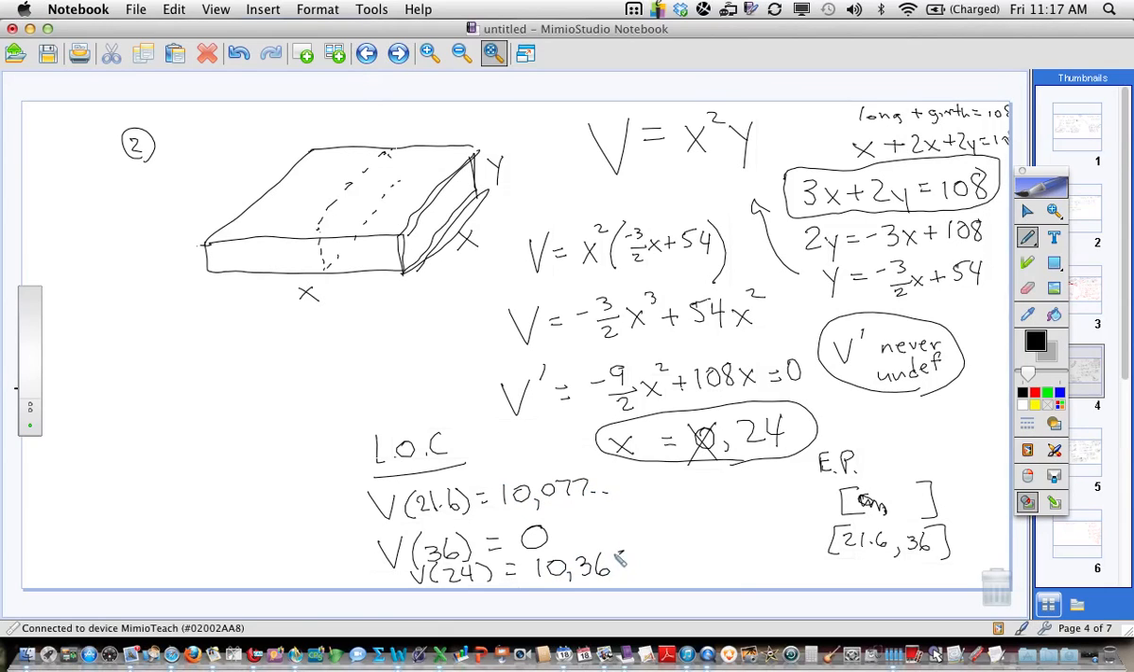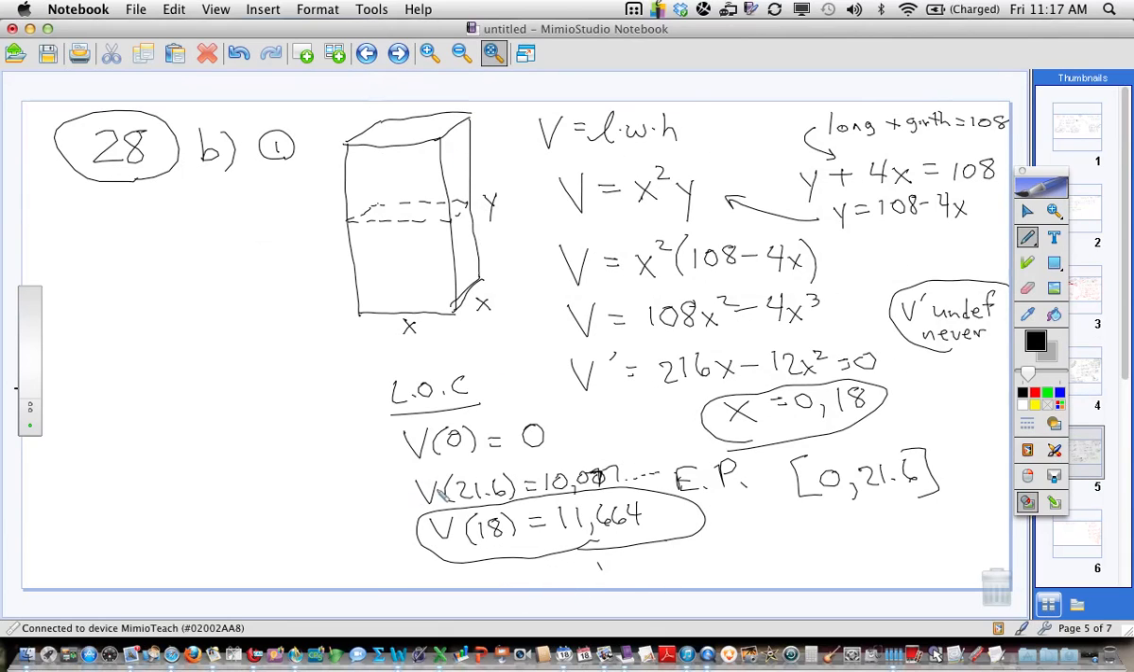10,368. So the other one was bigger. All right, so for the final answer then, they wanted the dimensions of the largest mailable parcel of that size. And so that would be X is 18. So in this case, it would be 18 by 18 by what would Y be? And that was right over here.